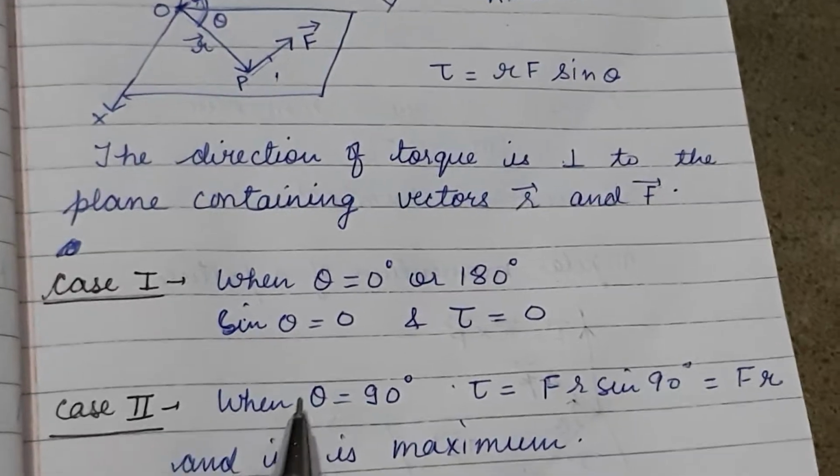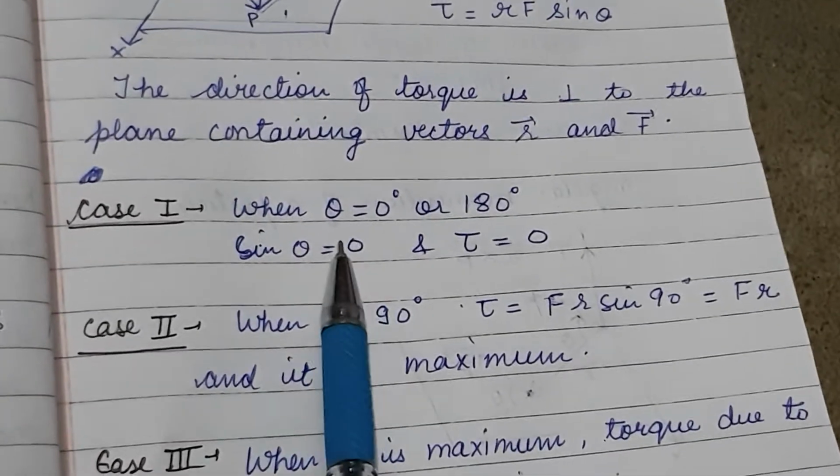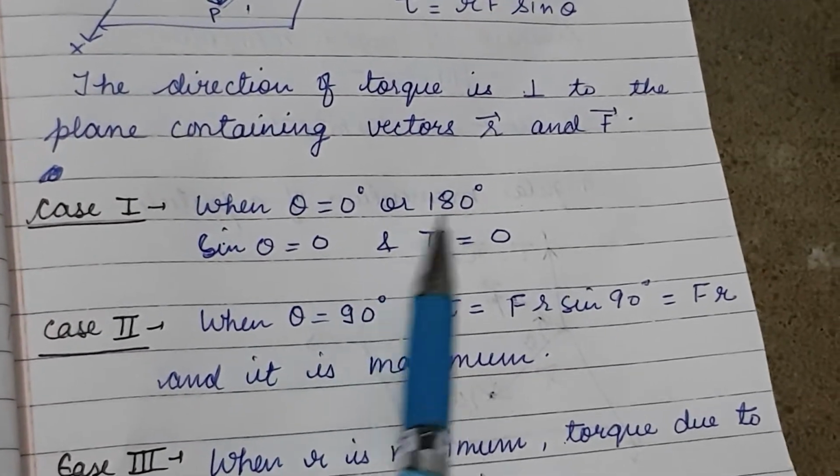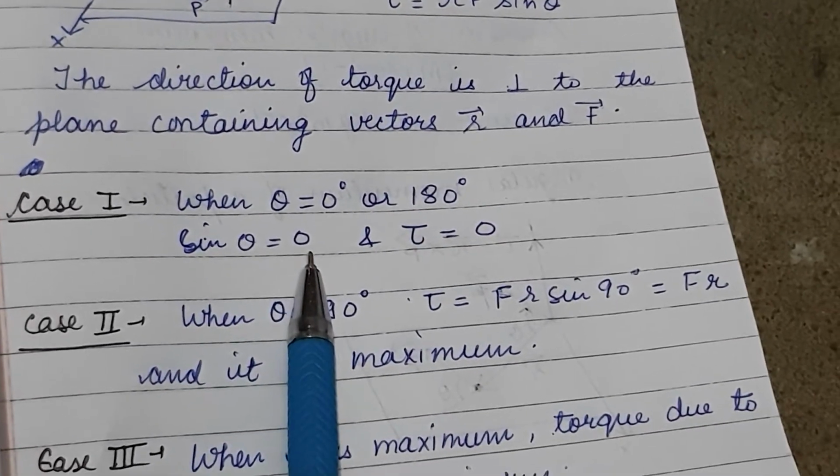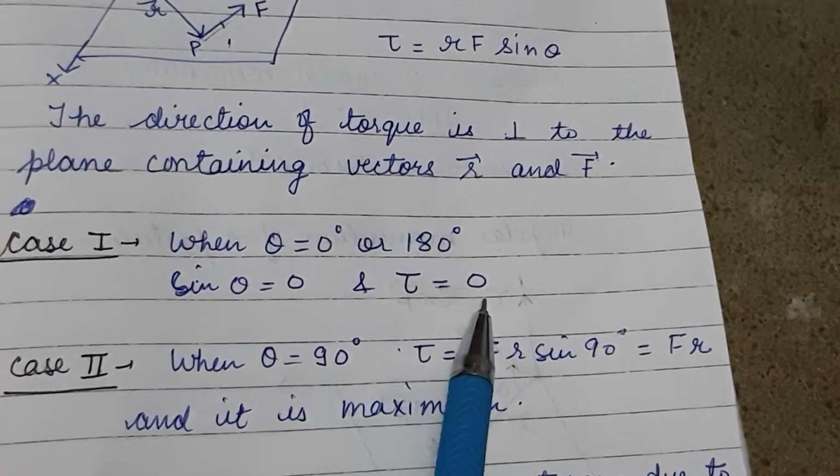Now there are three special cases. In the first case, if theta is equal to 0 degree or 180 degree, in this case sin theta will be equal to 0 and the torque will be 0.